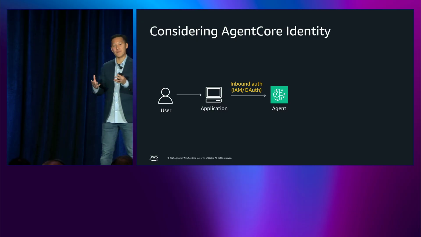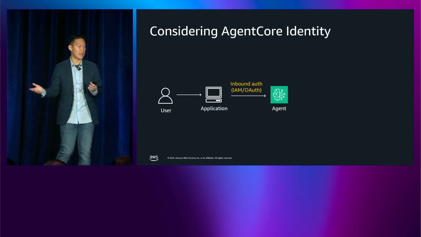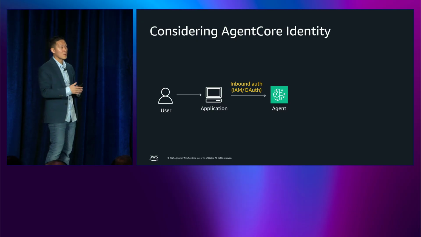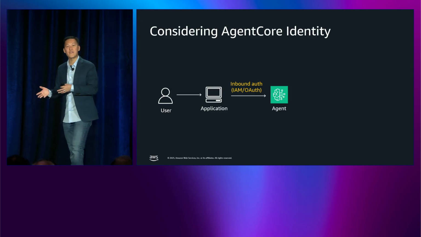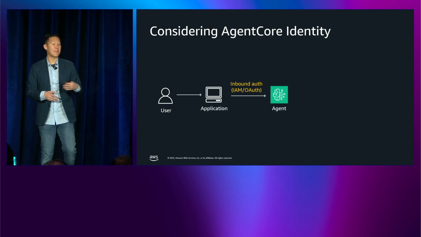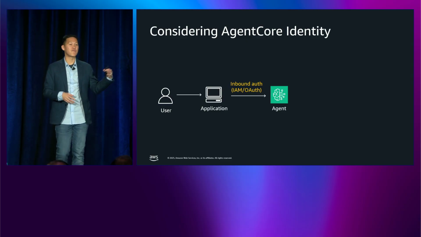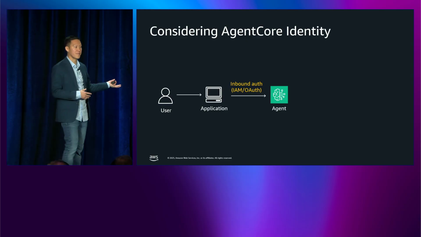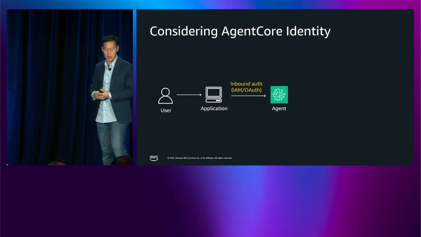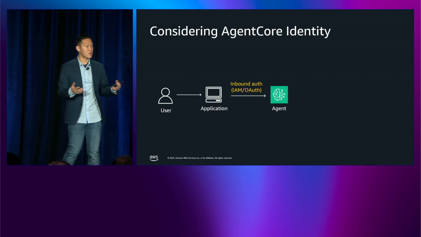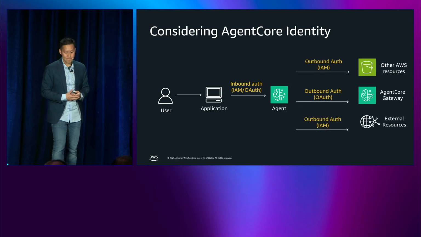So if there's an app running in EC2, in Fargate, or even in Lambda, that execution role would allow us to invoke this particular agent. Alternatively, if it's external to your organization, not running in AWS but in your own infrastructure, and you don't have an IAM role associated with that infrastructure, you're likely going to use OAuth 2, which we went into in great depth.